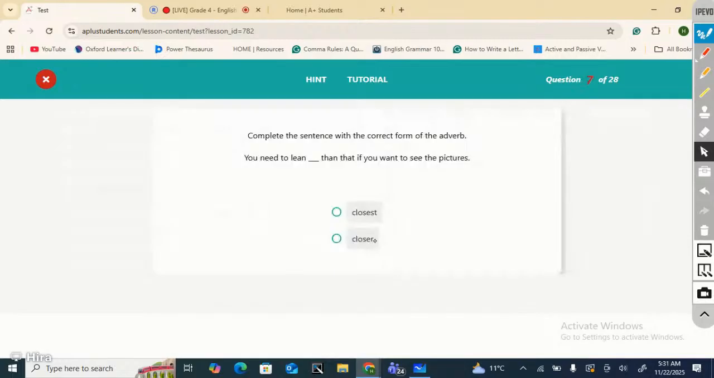You need to lean blank than that if you want to see the pictures. Closest, closer.